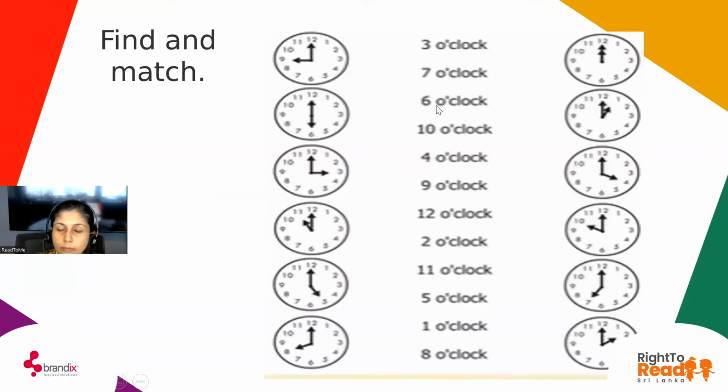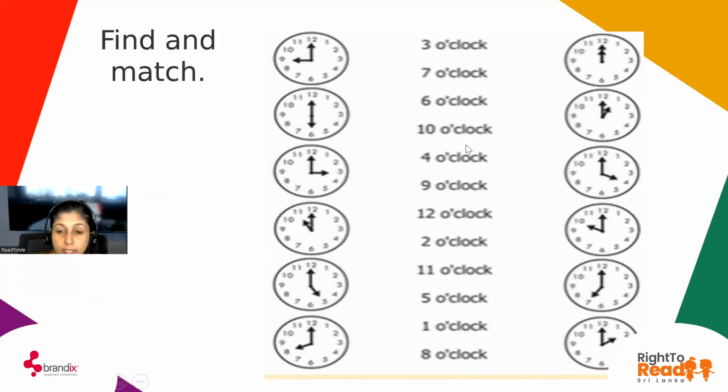Number 6, next one, number 3, 6 o'clock. That means shorthand should be your number 6 and longhand should be your number 12. 6 o'clock. Can you find it? Yes, there. Here in this line, the first line, the second clock. This one, 6 o'clock. Next one, 10 o'clock.